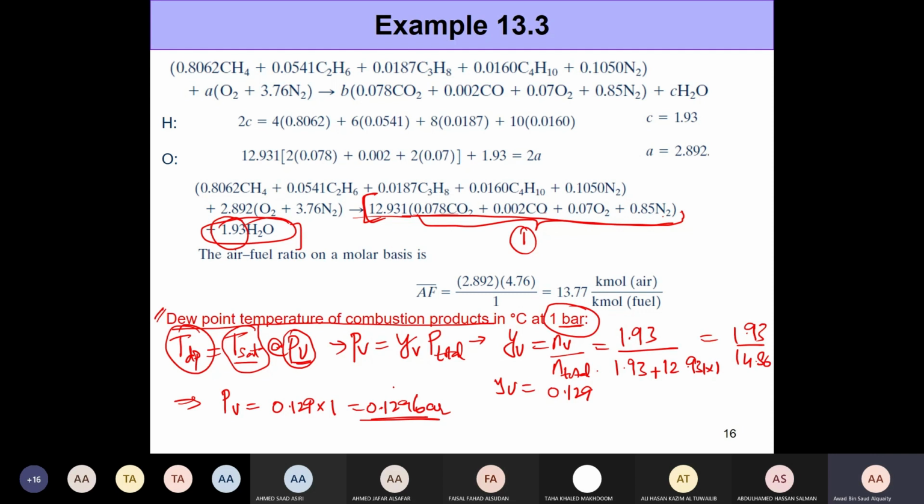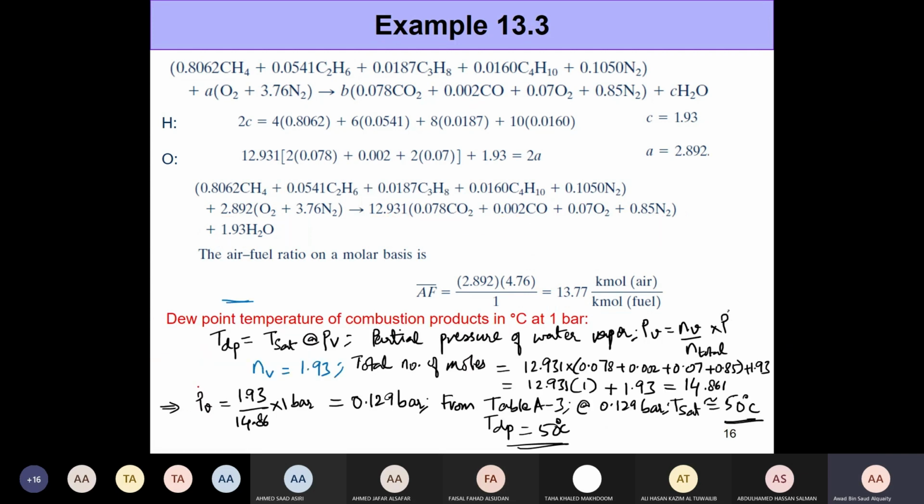Now, once you know the partial pressure of water vapor, we just need to determine the saturation temperature at this partial pressure, which is very easy. Just go to table A3 and look up the saturation temperature at this pressure. You may have to do some interpolation, or you could also take some approximation. If you go to table A3, you will see that this partial pressure corresponds to a Tsat of about 50 degrees Celsius. So here the dew point temperature is 50 degrees Celsius.